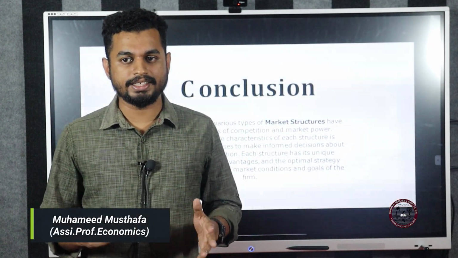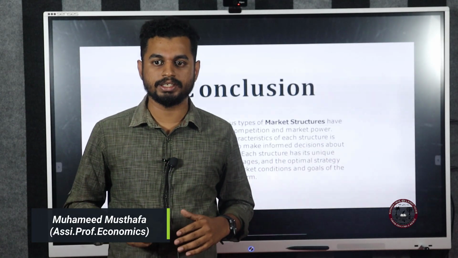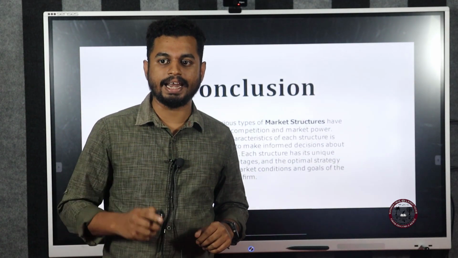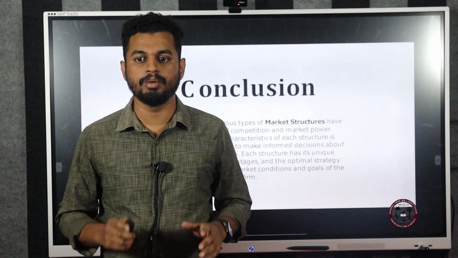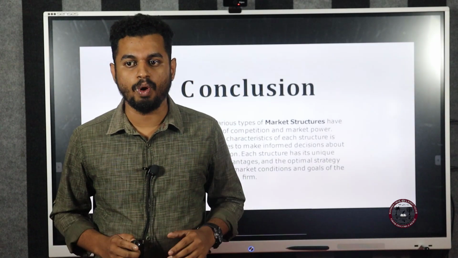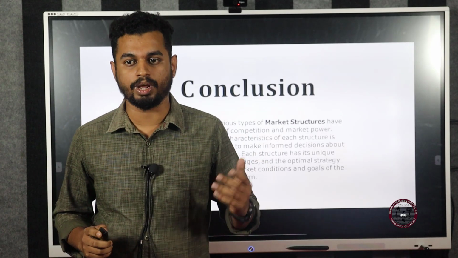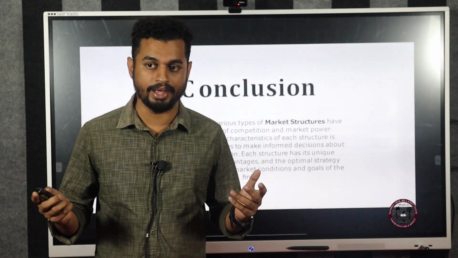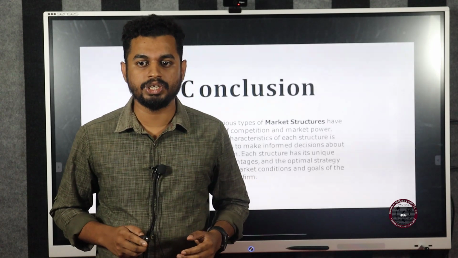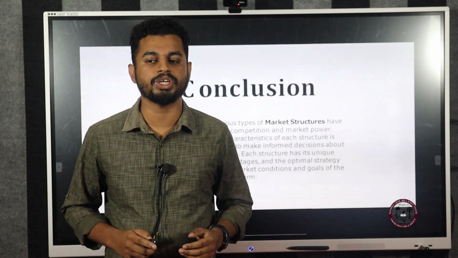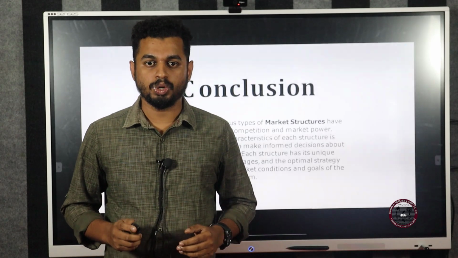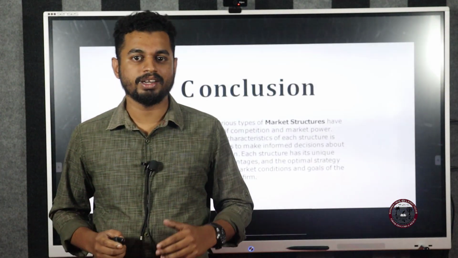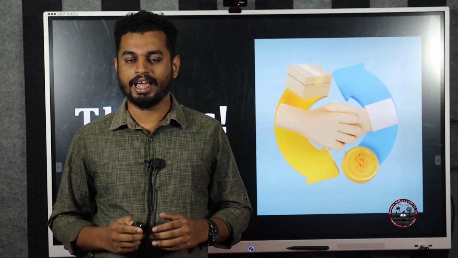So in conclusion, we can say that the various types of market structure have different degrees of competition and market power. Understanding the characteristics of each structure is important for businesses to make informed decisions about pricing and production. Each structure has its unique advantages and disadvantages, and the optimal strategy depends on the specific market conditions and goals of the firm. So I hope that you all understand the topic, what is a market and what are the different classifications of market. Thank you very much.